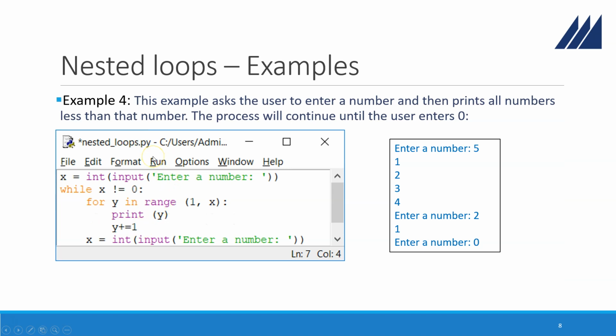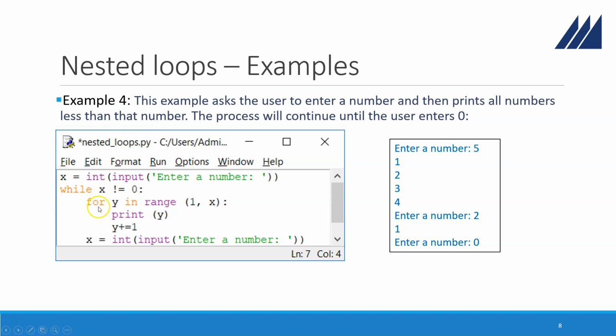Okay. Here is another example, kind of a more handy example. It says here in this example, ask the user to enter a number and then print all the numbers less than that number. The process will continue until the user enters 0. Okay. So first, the program is going to ask the user to input a number. So let's assume the user inputs 5. 5 is not equal to 0, which is good.